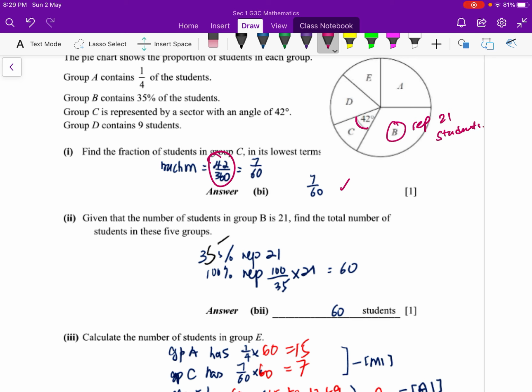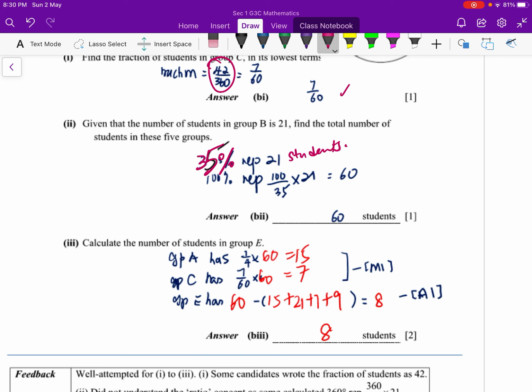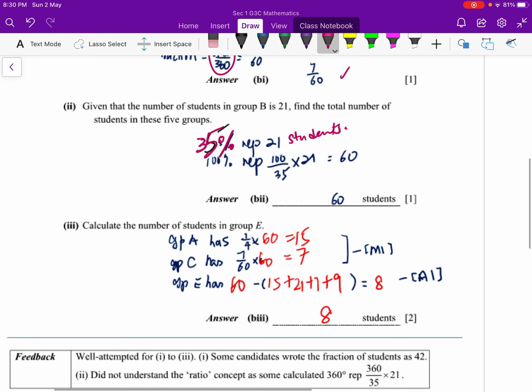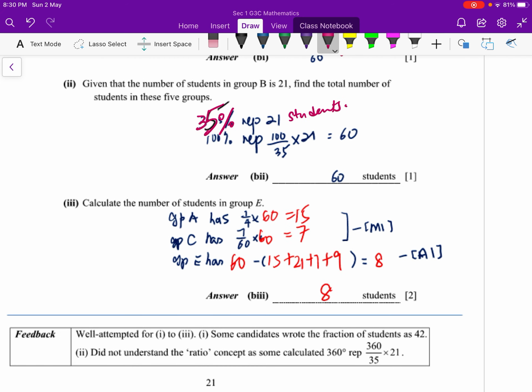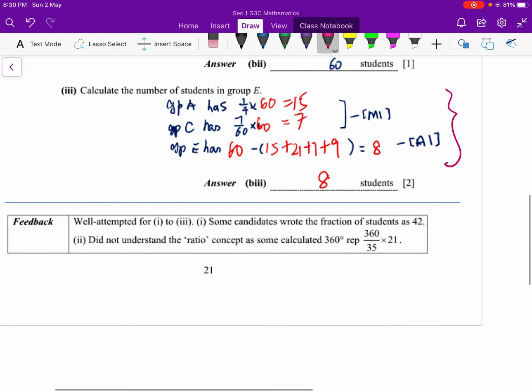Now they further tell us in the question that this is 35%. So 35% represents 21 students. So 100% must represent 60 students. Then the number of students in group E. Okay, so once you have all the proportions, you can slowly find out all the different groups and get the answer.